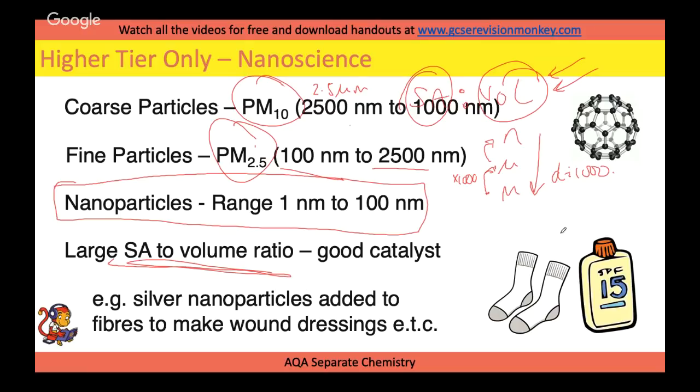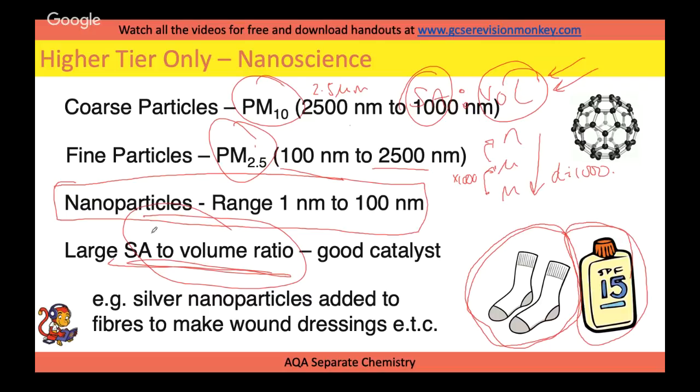There are several uses. They will probably give you a use in the exam, like sun cream or a random use that you've never heard about. Don't worry about that. Just be resilient and remember the key points with these. The large surface area to volume ratio makes them good at whatever job they are doing. Bear in mind as well, silver nanoparticles might come up. Silver has antibacterial properties. They were talking about putting silver nanoparticles in fibers, for example, making socks with silver nanoparticles in so that they don't get smelly.